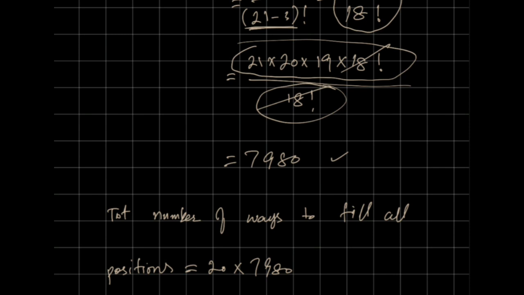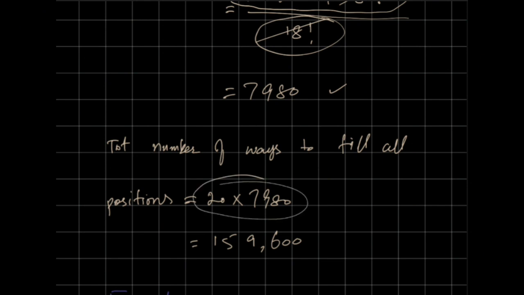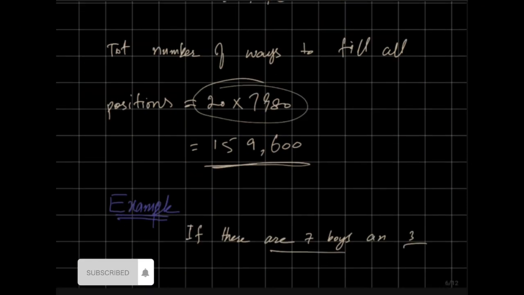7980. So the total number of ways is the product of these two, because both are independent events. So their product is 159600. So this is the total number of ways to fill the 5 positions as required.